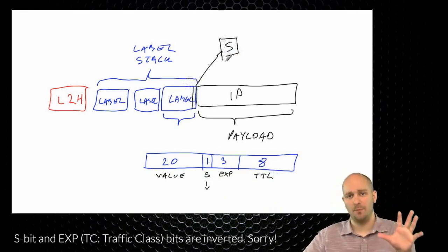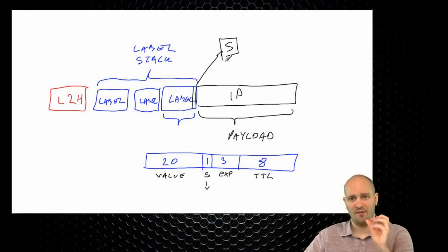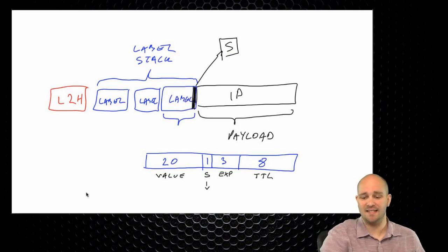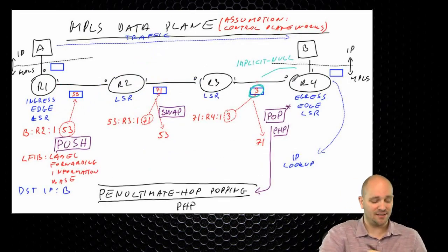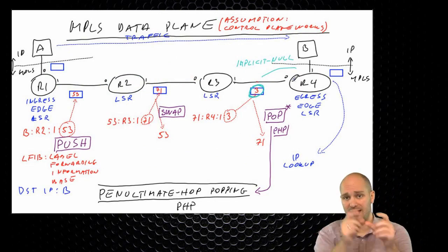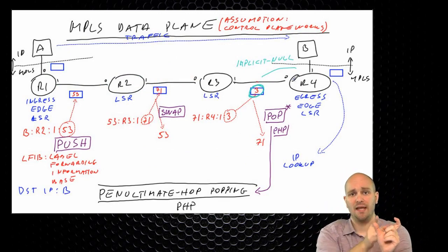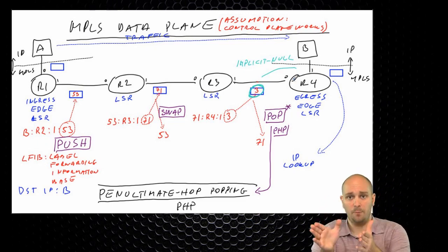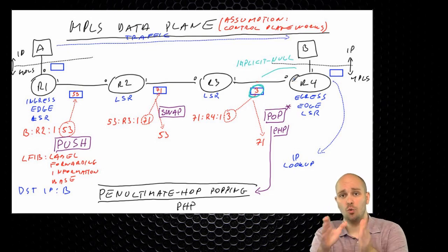No matter how many labels you have on the stack, the bottommost label will have the S bit set to 1. Now, what this S bit tells the router when the router receives it, and in this case it will be router R4, is that after you pop this label, after you remove this label, you need to perform an additional operation. You need to know what the payload is and what to actually do with the payload.